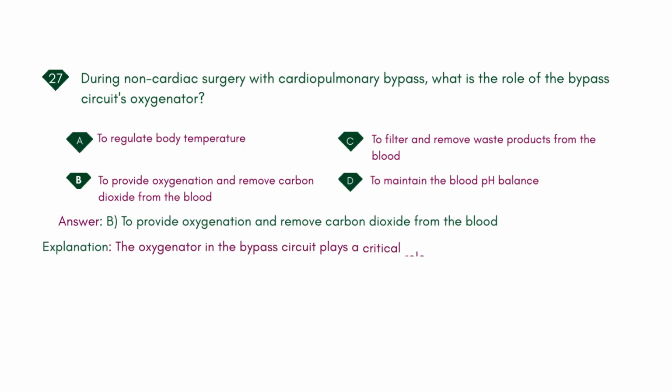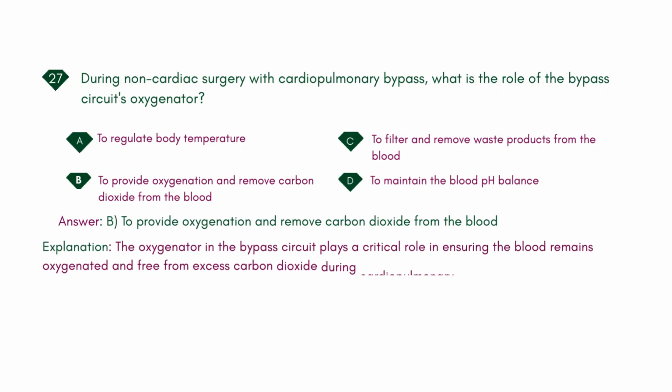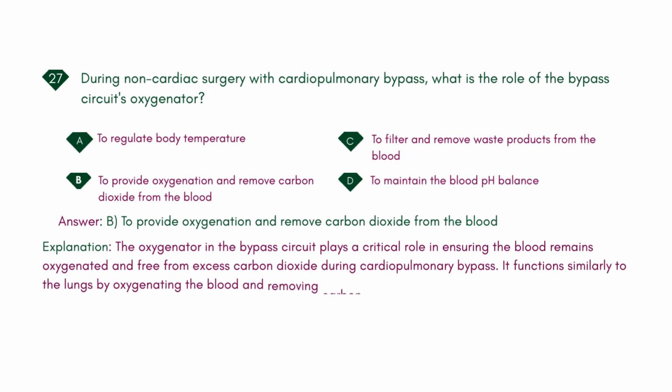Explanation: the oxygenator in the bypass circuit plays a critical role in ensuring the blood remains oxygenated and free from excess carbon dioxide during cardiopulmonary bypass. It functions similarly to the lungs by oxygenating the blood and removing carbon dioxide when the lungs cannot perform this function due to the surgery.